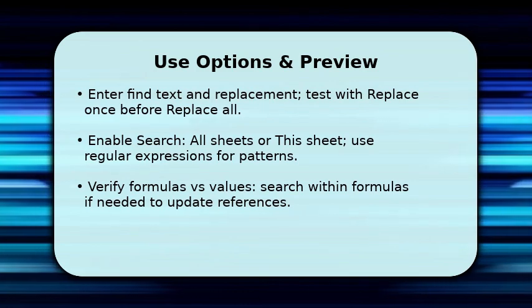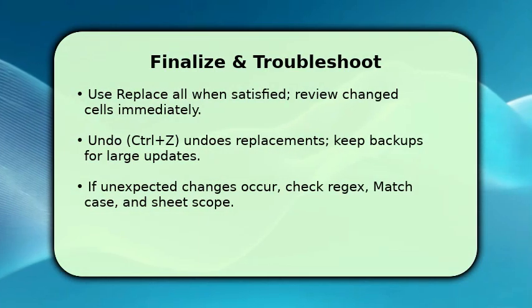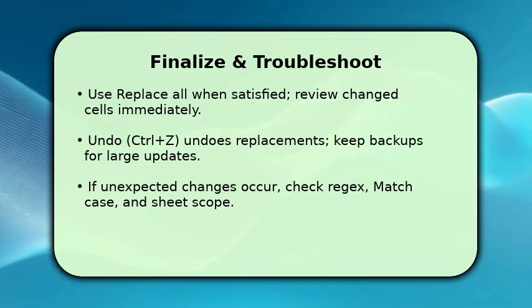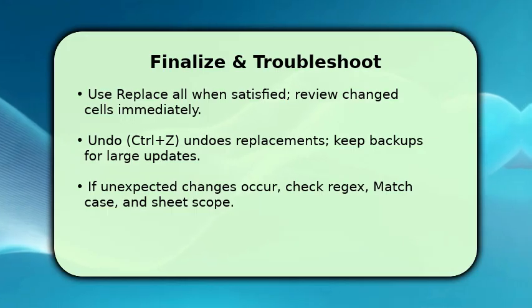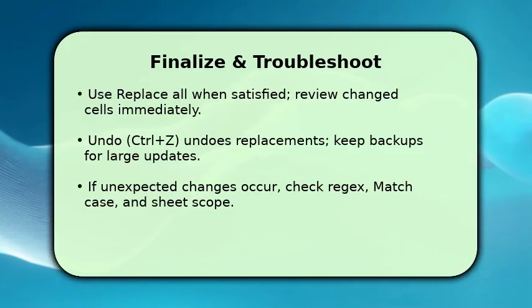When you're confident the sample replacement looked right, click Replace All to apply the change across the chosen scope, then scan the sheet to confirm. If anything looks wrong, press Undo immediately to revert the operation, and consider restoring from a backup for extensive edits.